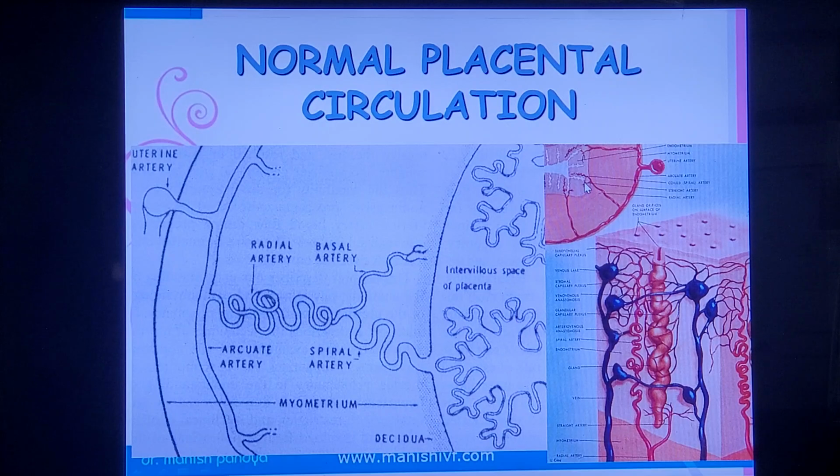Then the syncytiotrophoblast are making the chorionic villi. Condensation of chorionic villi becomes chorionic frondosum, condensation of chorionic frondosum becomes cotyledon, and condensation of cotyledons becomes the placenta. Why has God given different cotyledons in the placenta? Because if some part of the placenta has an infarct, the second part will take care of that. So the placenta is discoid and it is not continuous in nature.